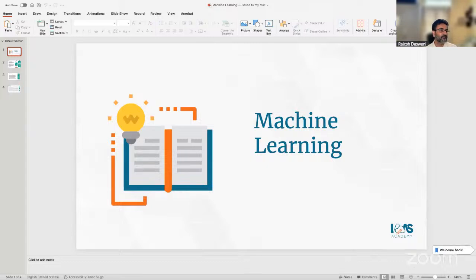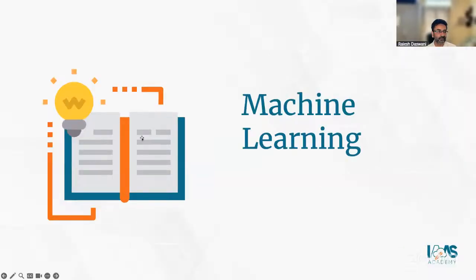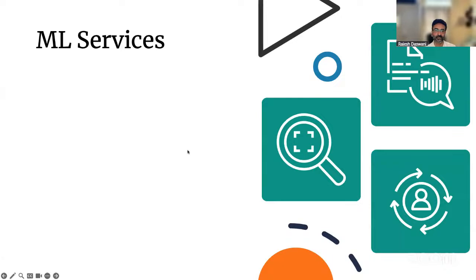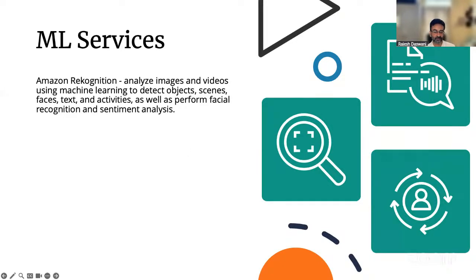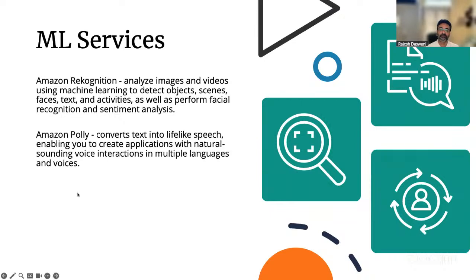Okay, so next there are some machine learning services that you need to be aware of. In fact, there's a whole host of different machine learning services that you really should know about. I'm just going to cover some of the more common ones in this session. So we've got Amazon Rekognition. Amazon Rekognition is an ML service that allows you to analyze images and videos using ML to detect objects, scenes, faces, text, activities, as well as perform facial recognition and sentiment analysis. Another tool that you should be aware of is Amazon Polly, which converts text to lifelike speech, enabling you to create applications with natural-sounding voice interactions in multiple languages and voices.